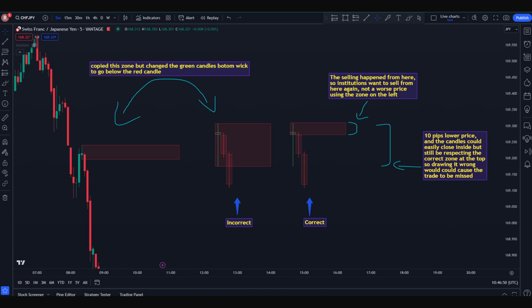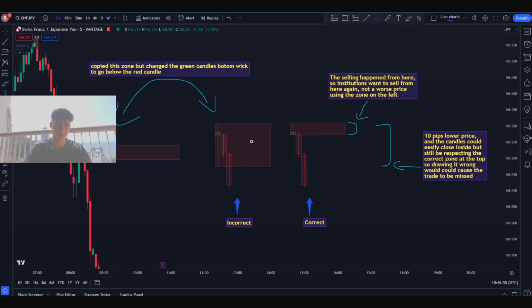So when we look at this, right, the normal way of drawing a zone is just to use the whole of the green candle, of course on a supply, the whole of the green candle before the move started, like you can see with this red zone. The accuracy zone way of doing it is to use only the body of the green candle, like you can see on this picture on the right. So why do we do this? This is because the green candle's wick goes lower than the red candle on the supply zone.